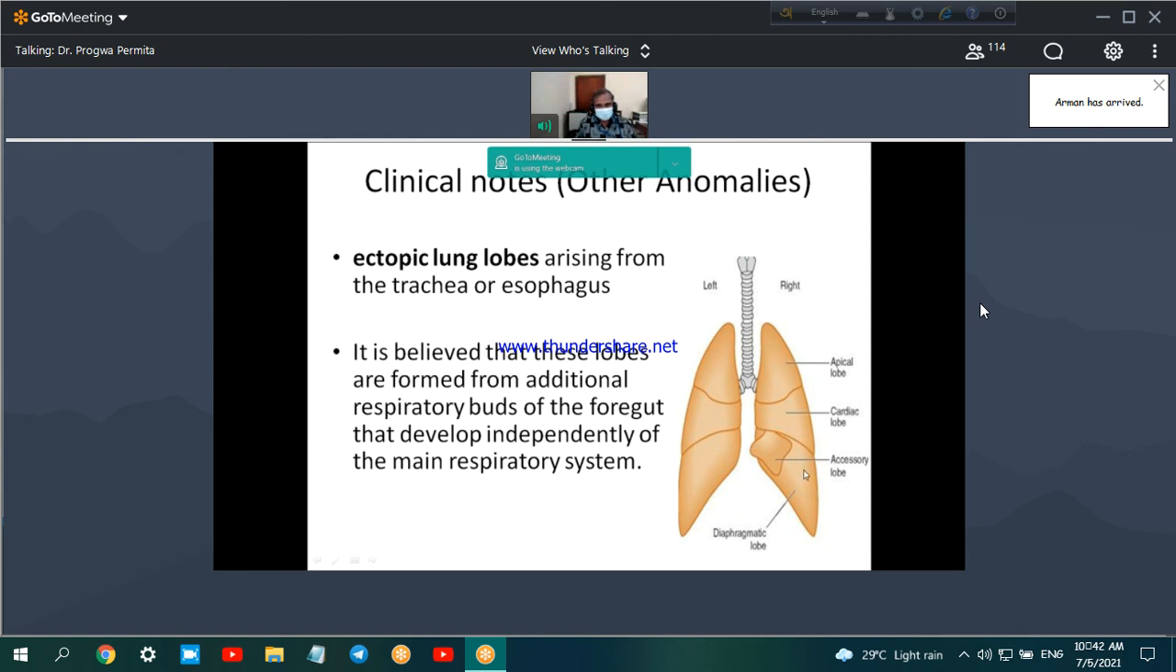There may be ectopic lung lobes or accessory lobes. An ectopic lung lobe arising from the trachea or esophagus is shown in the figure, that is lung tissue arising from the esophagus. It is believed that these lobes are formed from additional respiratory parts of the foregut that develop independently of the main respiratory system. This is the accessory lobe.